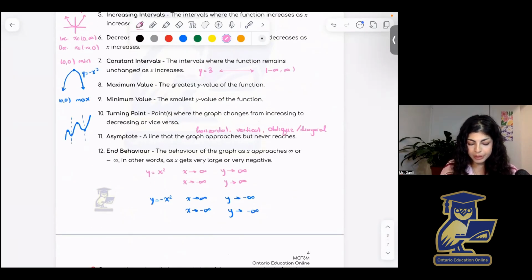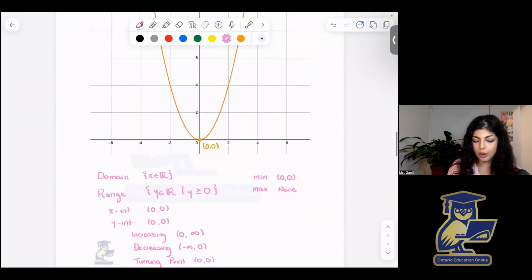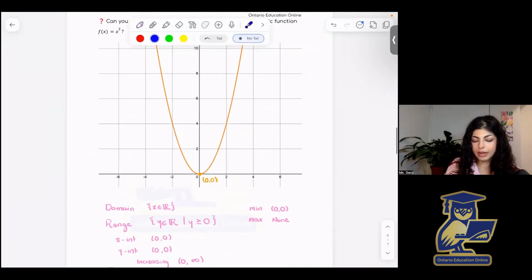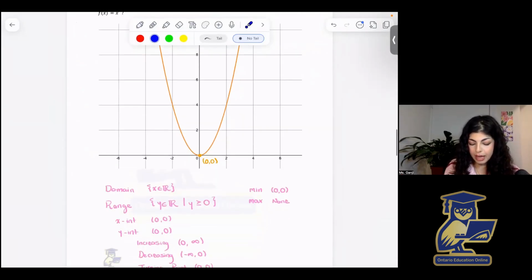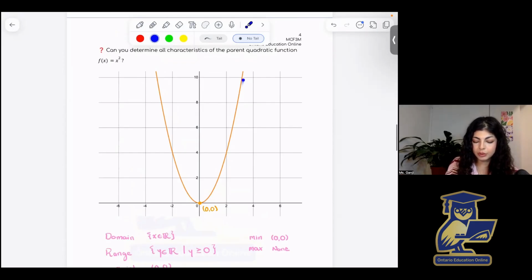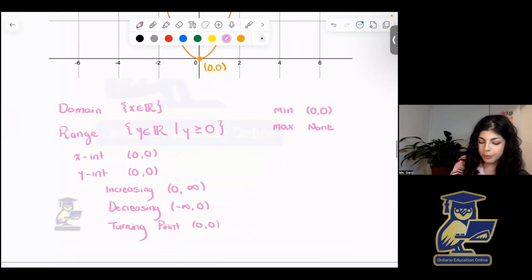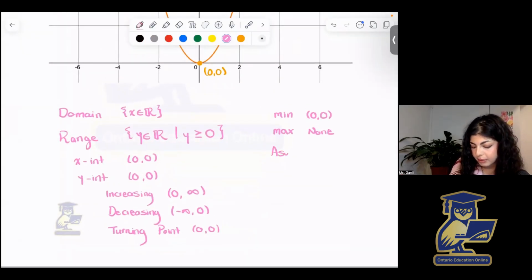Turning point we already mentioned, and then we have asymptotes. So as we analyze this function, is there any line, horizontal, vertical, or oblique, that the function is approaching but never actually reaches? And you will see that no, because there's no horizontal line here that our function is approaching. There's no vertical line because this keeps growing and growing, so any line you pick, eventually you are going to cross it. And there's no oblique lines here as well, so asymptotes, none as well.